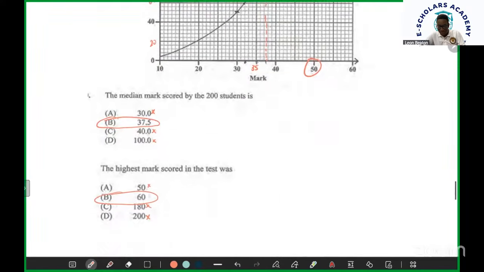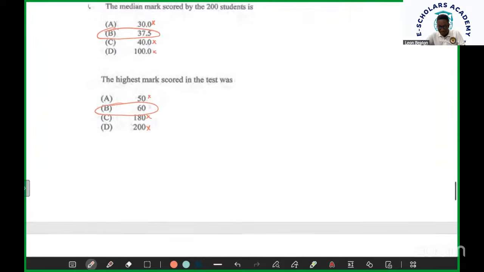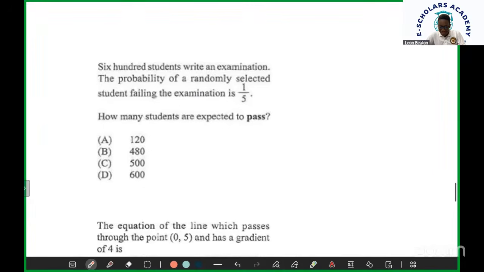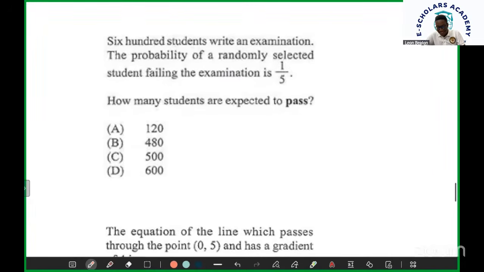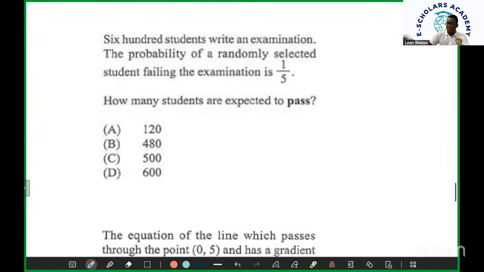So I just speed it up. Anyways, I just speed it up.